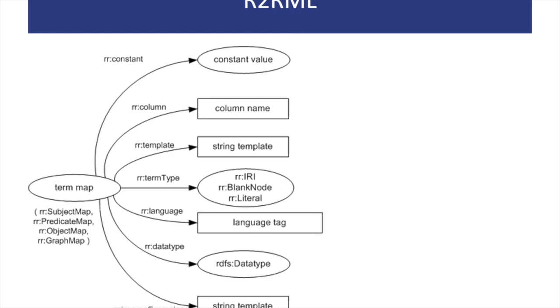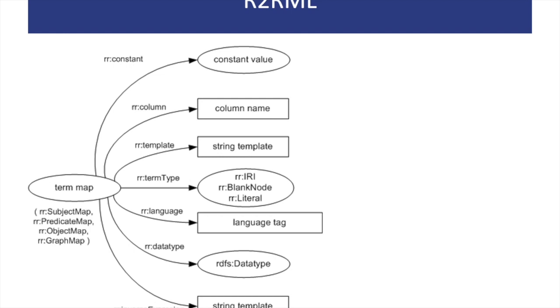Here's another diagram from the W3C recommendation relating various concepts of the R2RML mapping language. There's this notion of a term map, which is, let's say, the superclass of the various term maps that we've already encountered. We have encountered subject map, object map, predicate map. We have not yet encountered graph maps in an example, but we will see one later on.